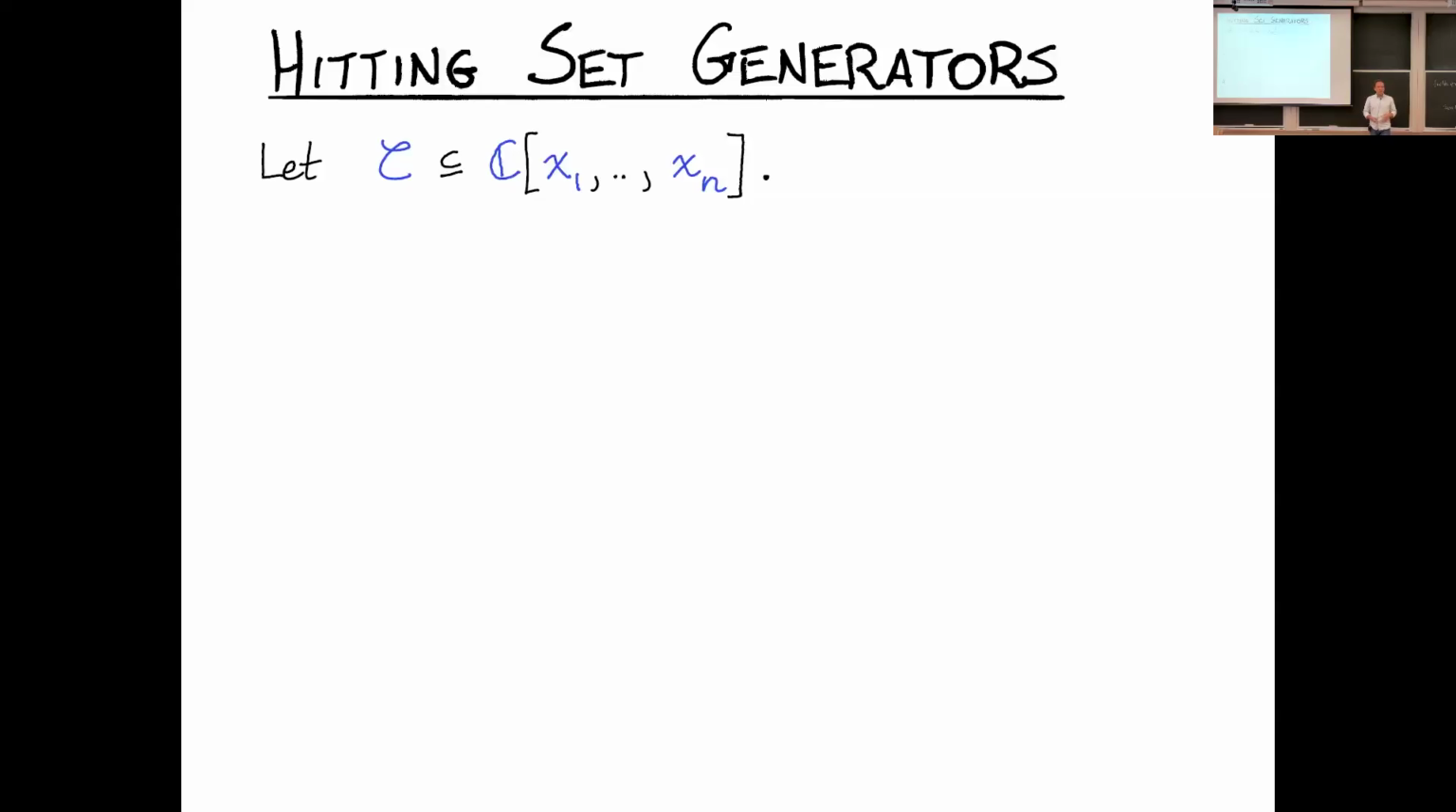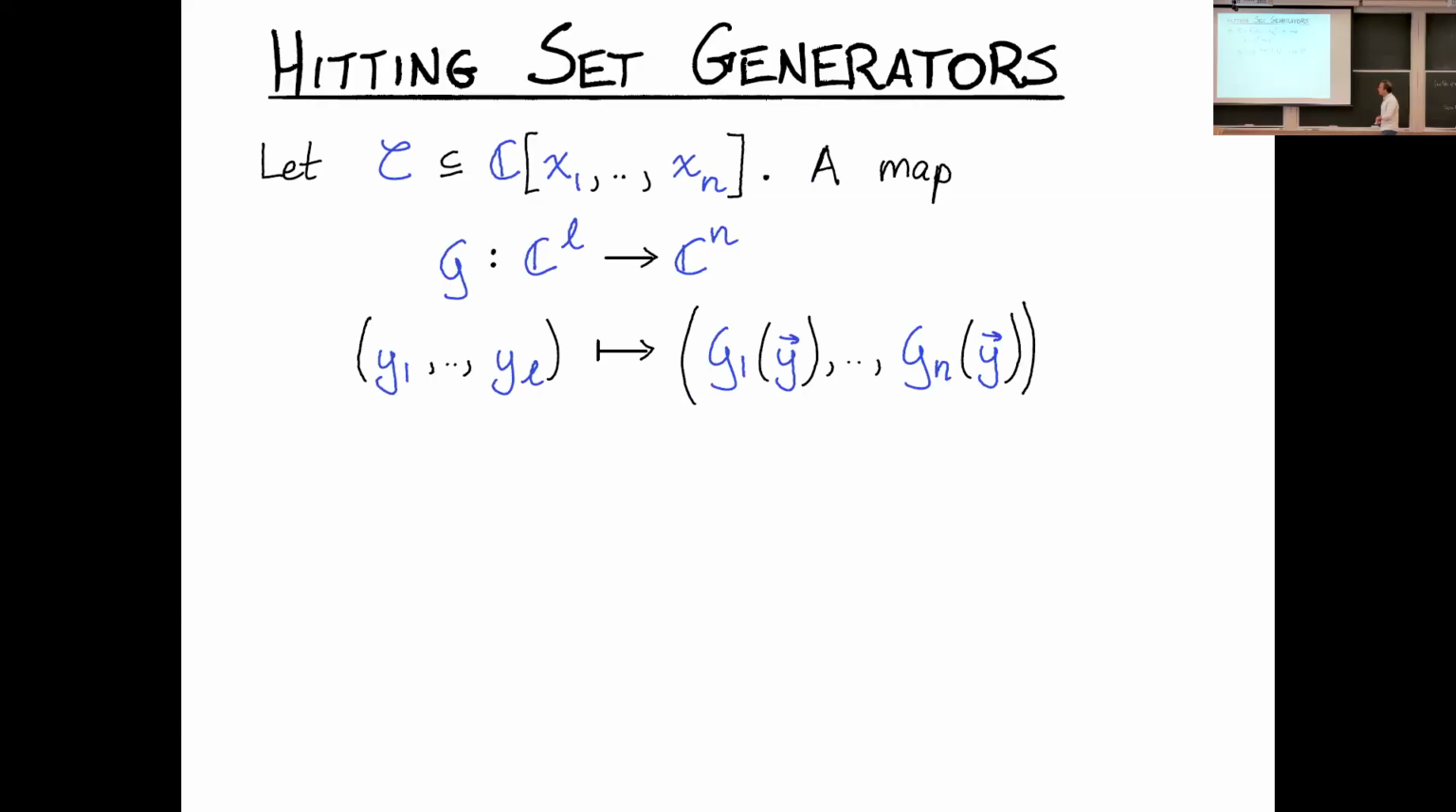How do we normally do that? Well, we try to construct these pseudorandom objects called hitting set generators. These are a central object in this talk, so I want to make sure we're all on the same page for the definition. Here, we're going to have some set of polynomials, script C, that we're interested in testing. You should think of these as polynomials with some bounded complexity. And a hitting set generator is going to be a map that takes L variables as input and stretches them to N variables. So you have L variables here and some N polynomials, which are outputs.